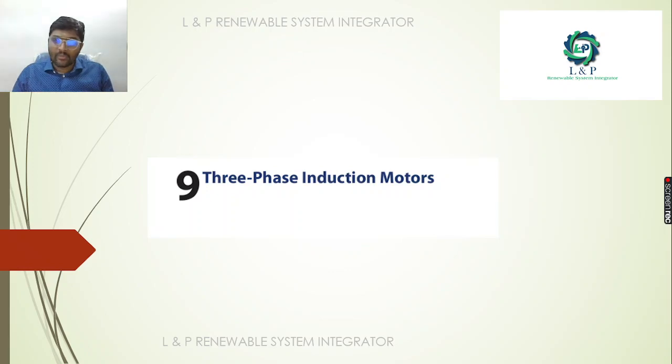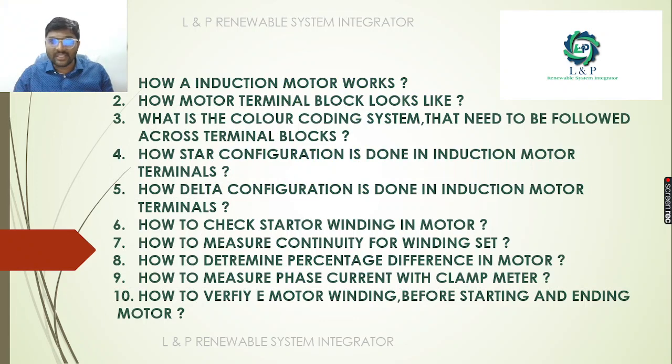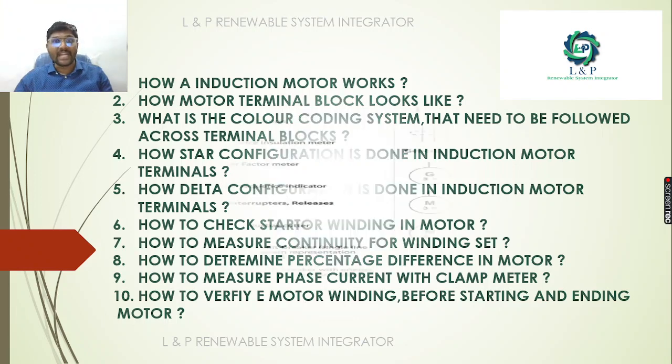So in part 9 we are going to discuss basic things about the three-phase induction motors. Here we will discuss how an induction motor works, how exactly the motor terminals look, and what is the color coding system that needs to be followed across the terminals, how a star configuration is done in an induction motor, and how a delta configuration is done, how to check the stator windings, how to measure the continuity for the winding set, how to determine the percentage difference in the motors, how to measure the phase current with a clamp meter, and how to verify the e-motor winding before starting and ending the motor.